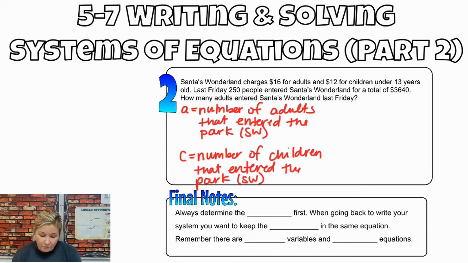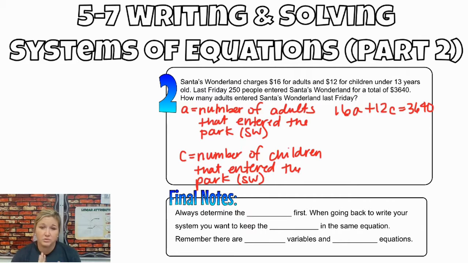Okay, so now I'm going to look at the money. I know that adults are $16 and $12 is for children, and I know that they made a total of 3,640. So I'm going to have 16 times the number of adults that entered plus 12 times the number of children that entered is going to be 3,640. That's all my money, the same equation.